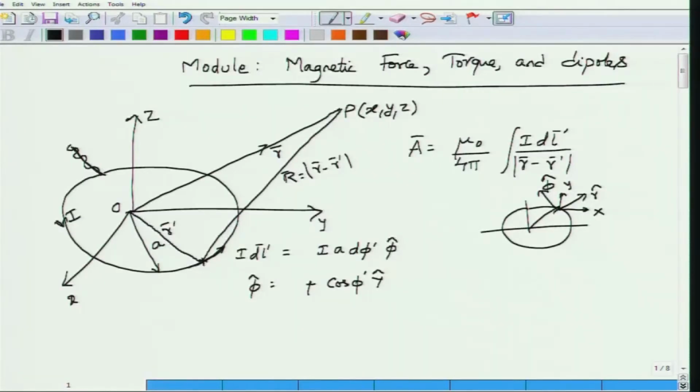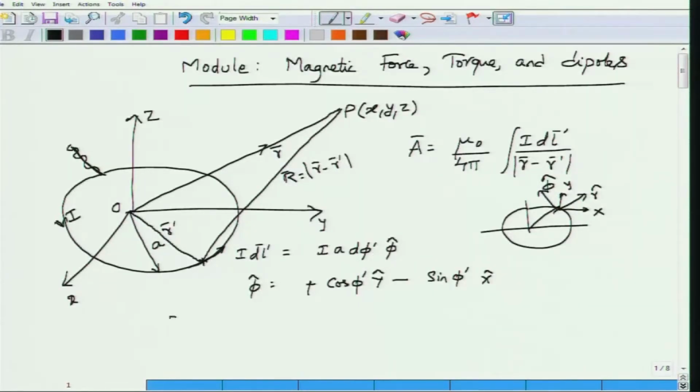So this would be cos phi prime y minus sin phi prime x. Okay, so this is my vector phi hat. You can see this: phi hat along y is cos phi prime and phi hat along x is minus sin phi prime, and this would be along the minus x direction. Okay, so I can substitute this into the integral.